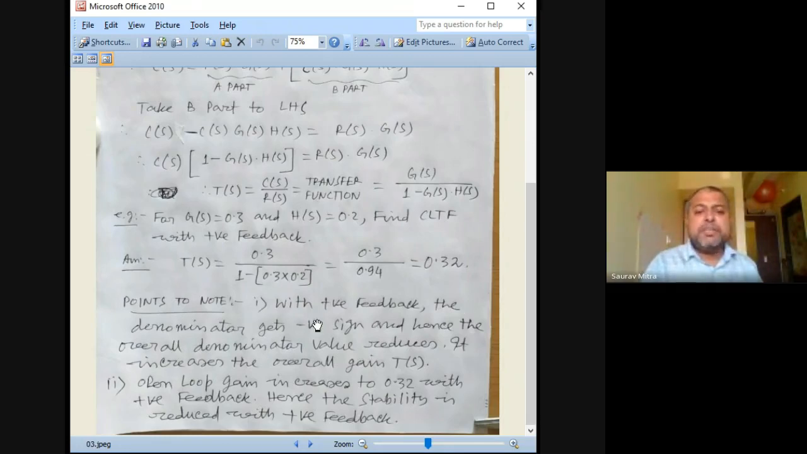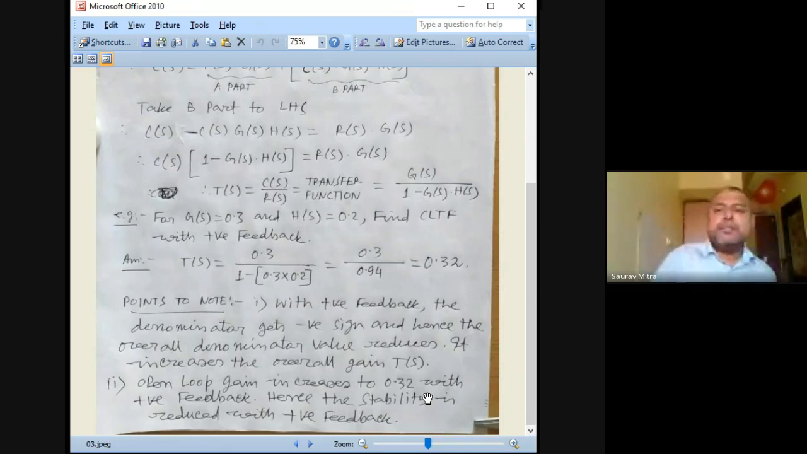With positive feedback, the denominator gets a negative sign, and hence the overall denominator value reduces. It increases the overall gain. So denominator reduces means numerator by denominator increases. So overall gain means the same thing, that is TS, that is G divided by 1 minus GH. So TS value increases. The open loop gain of 0.3 increases up to 0.32 with positive feedback. Hence, the stability of the system reduces with positive feedback.